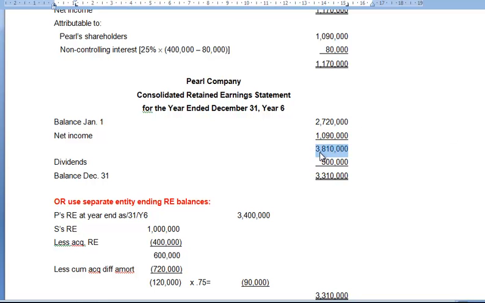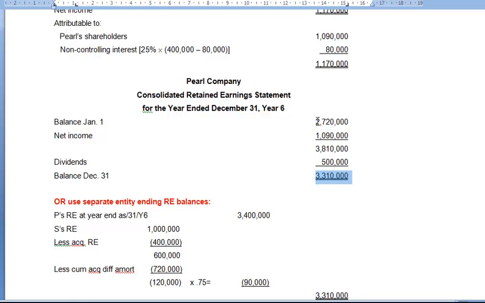So we update it to 3.81 million, and these are the dividends that are declared to the parent shareholders. It's got nothing to do with the sub-shareholders, because consolidated statements are prepared for the parent shareholder. So we deduct the dividends declared to the parent shareholder, and that's going to give us 3.31 million as our ending balance of consolidated retained earnings.